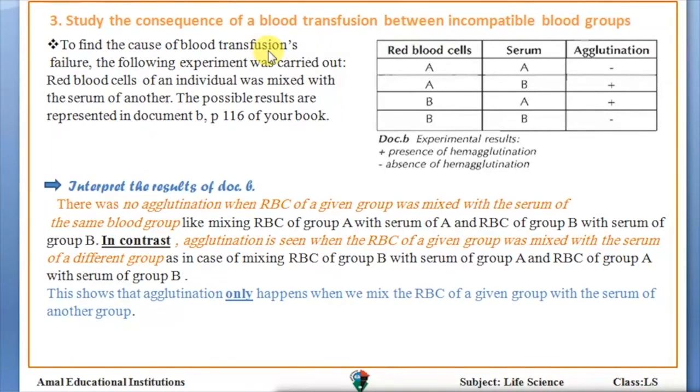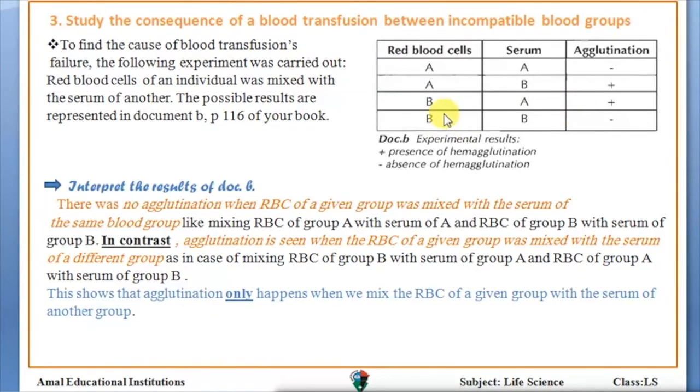In order to find the cause of a blood transfusion failure, the following experiment was carried out, where the red blood cells of an individual were mixed with the serum of another. The results are shown here. The negative signs indicate an absence of hemagglutination, and the positive ones indicate the presence of hemagglutination. In the first and in the fourth cases, there was no agglutination.